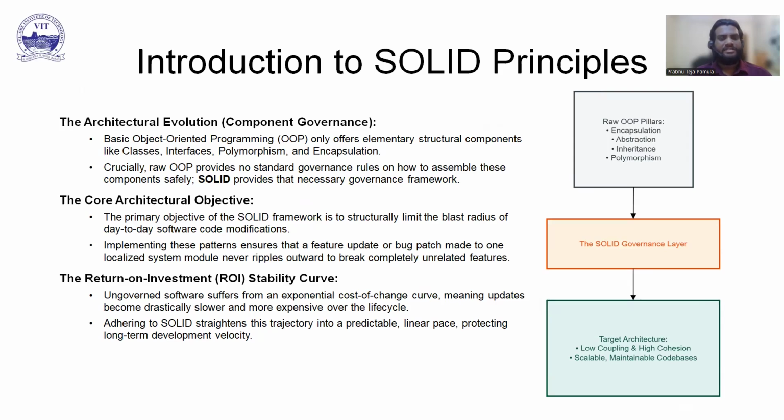The core architectural objective. The primary objective of the SOLID framework is to structurally limit the blast radius of day to day software code modifications. Implementing these patterns ensures that a future update or bug patch made to one localized system module never ripples outward to break completely unrelated features.